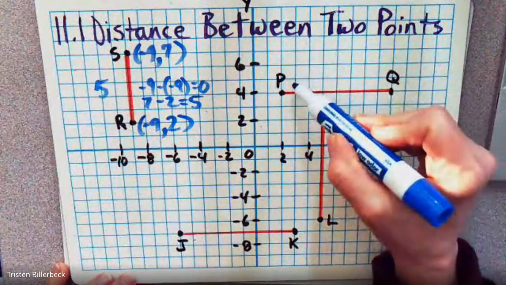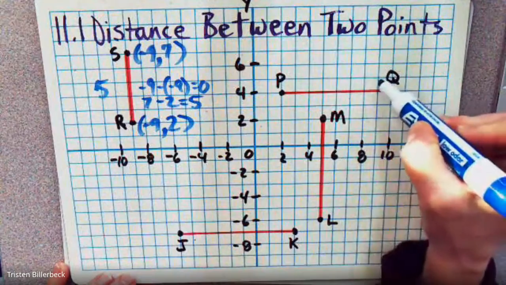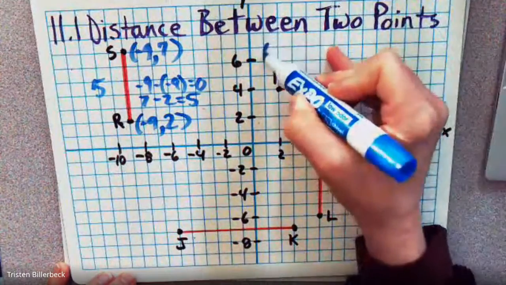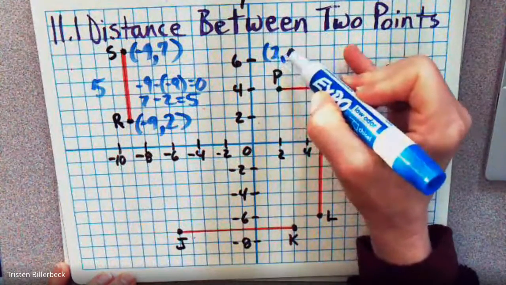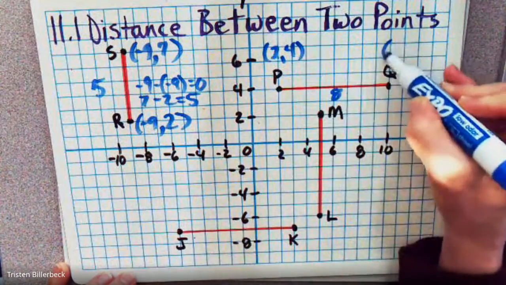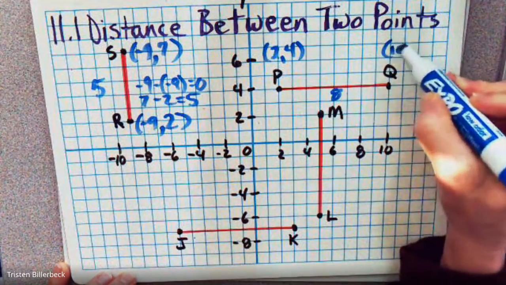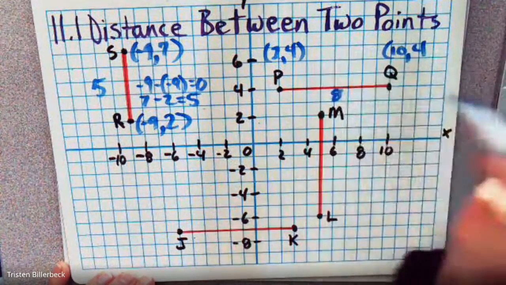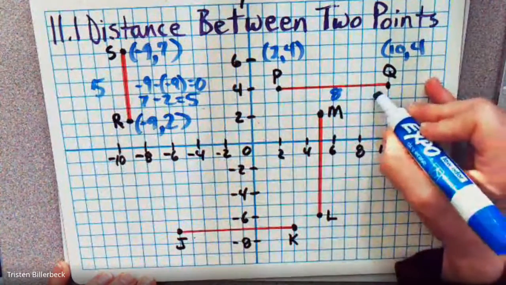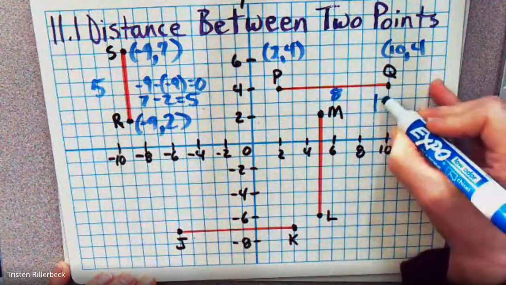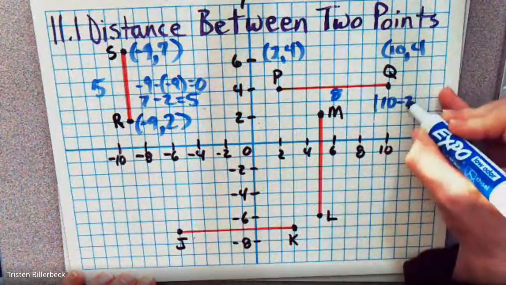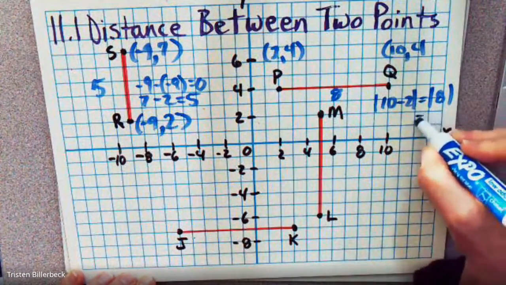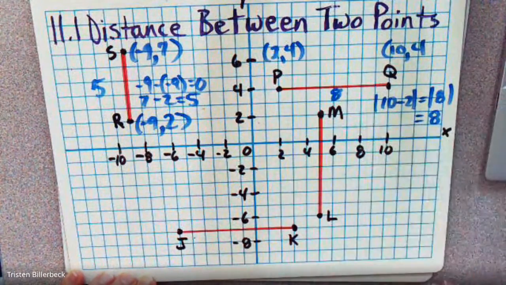Now again, if we count this 1, 2, 3, 4, 5, 6, 7, 8, we know that this is going to be 8. Then if we have this as a point here, 2, 4, and this is a point here at 10, 4, we see, well, the y's are the same, so the distance is actually, we can start using an absolute value sign too, because distance can only be positive. So 10 minus 2 gives us a distance of 8. So that is 8, just like we thought.